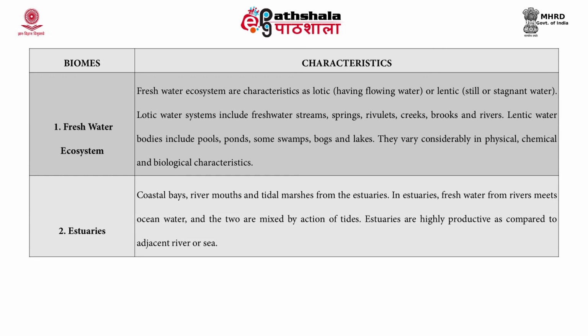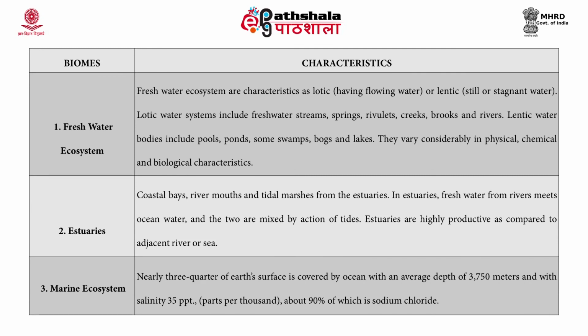Estuaries: the characteristics are the coastal bays, river mouths and the tidal marshes. In estuaries, fresh water from rivers meets ocean water and the two are mixed by the action of the tides. Estuaries are highly productive as compared to the adjacent river or sea. Marine ecosystem: nearly three-fourths of the earth's surface is covered by ocean with an average depth of about 3,750 meters and a salinity of 35 parts per thousand, about 90% of which is sodium chloride.